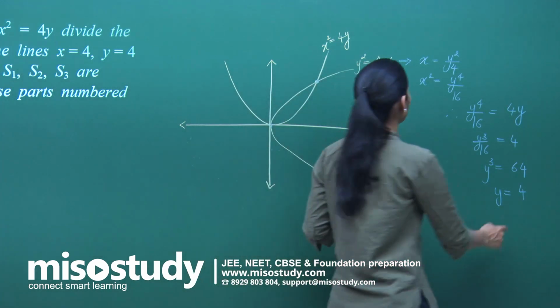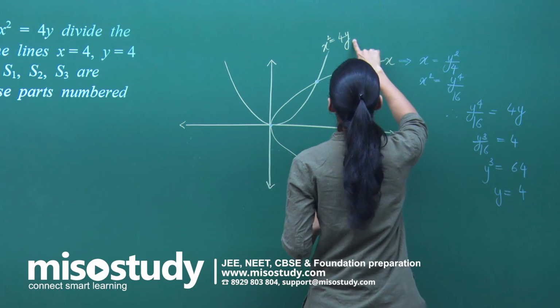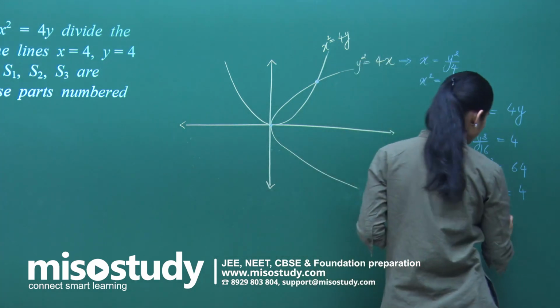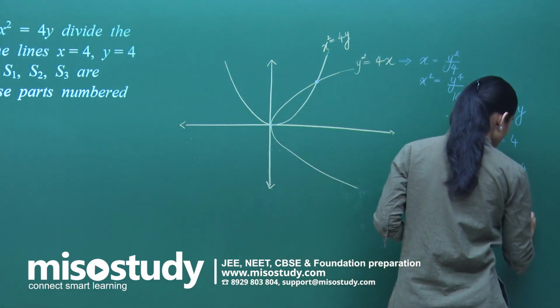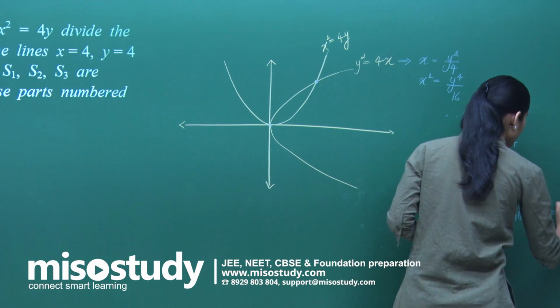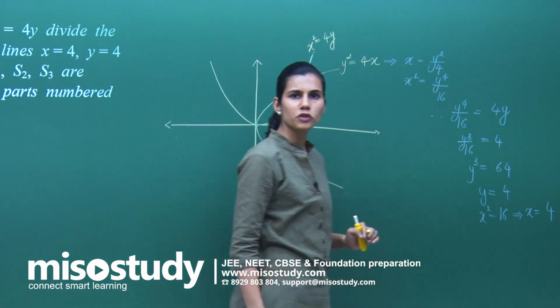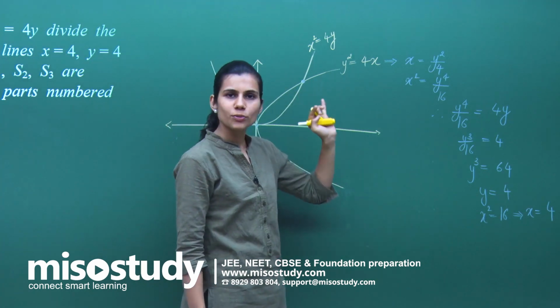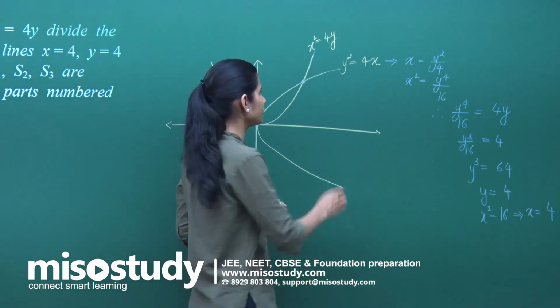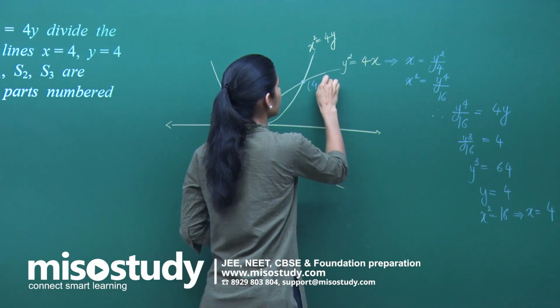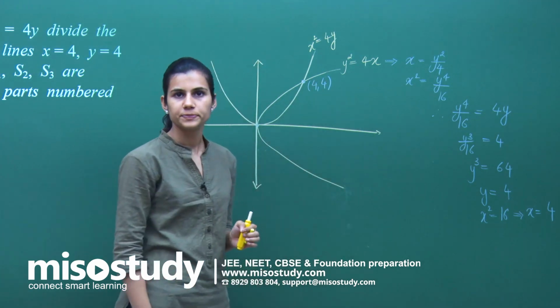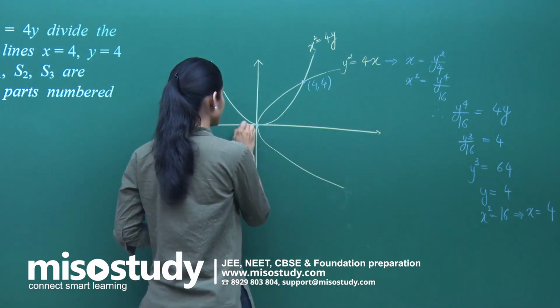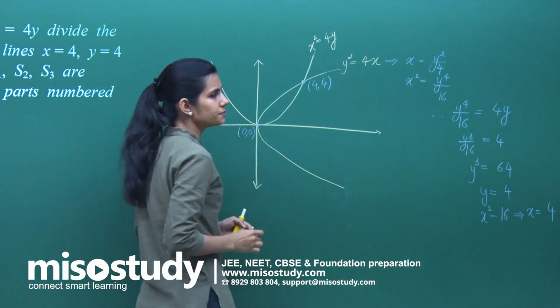Okay, when you have got y as 4, you get x square equals 16. Again, x can be plus or minus 4, but I am fixing it to be 4 for the same reason, because the point of intersection is lying in the first quadrant, so both x and y coordinates have to be positive. So I have got the coordinates of this point as 4, 4, and obviously this point is 0, 0.